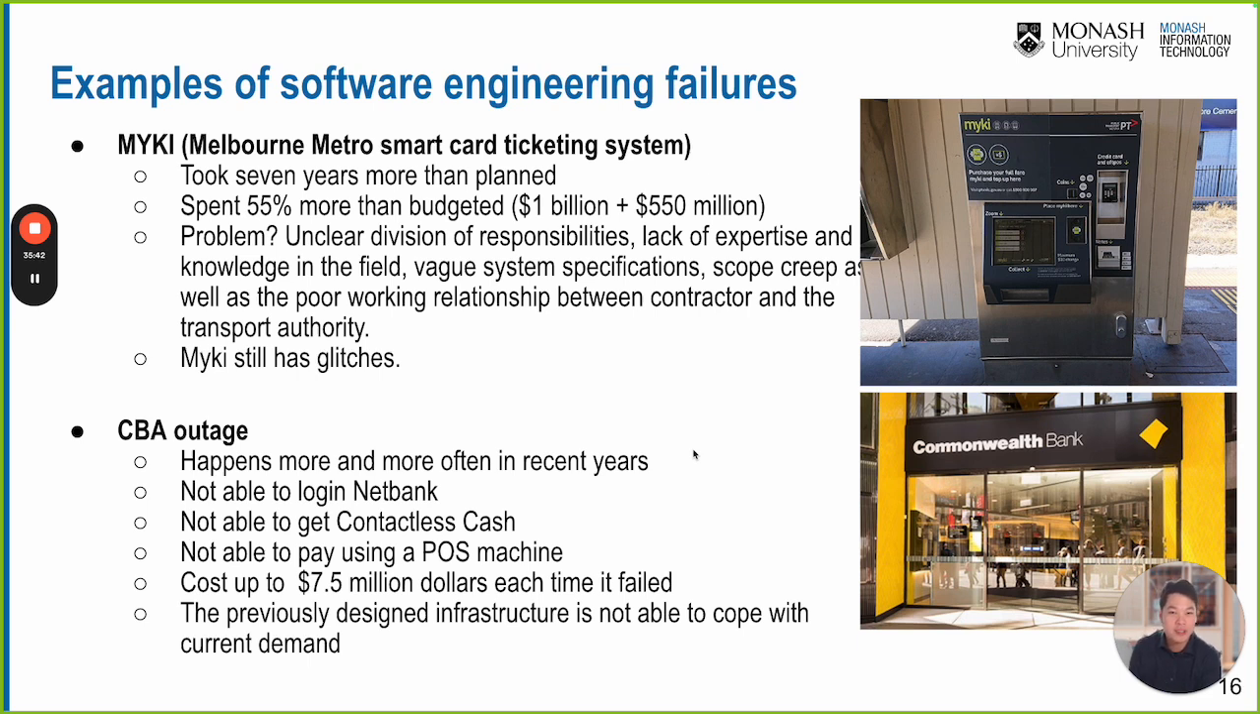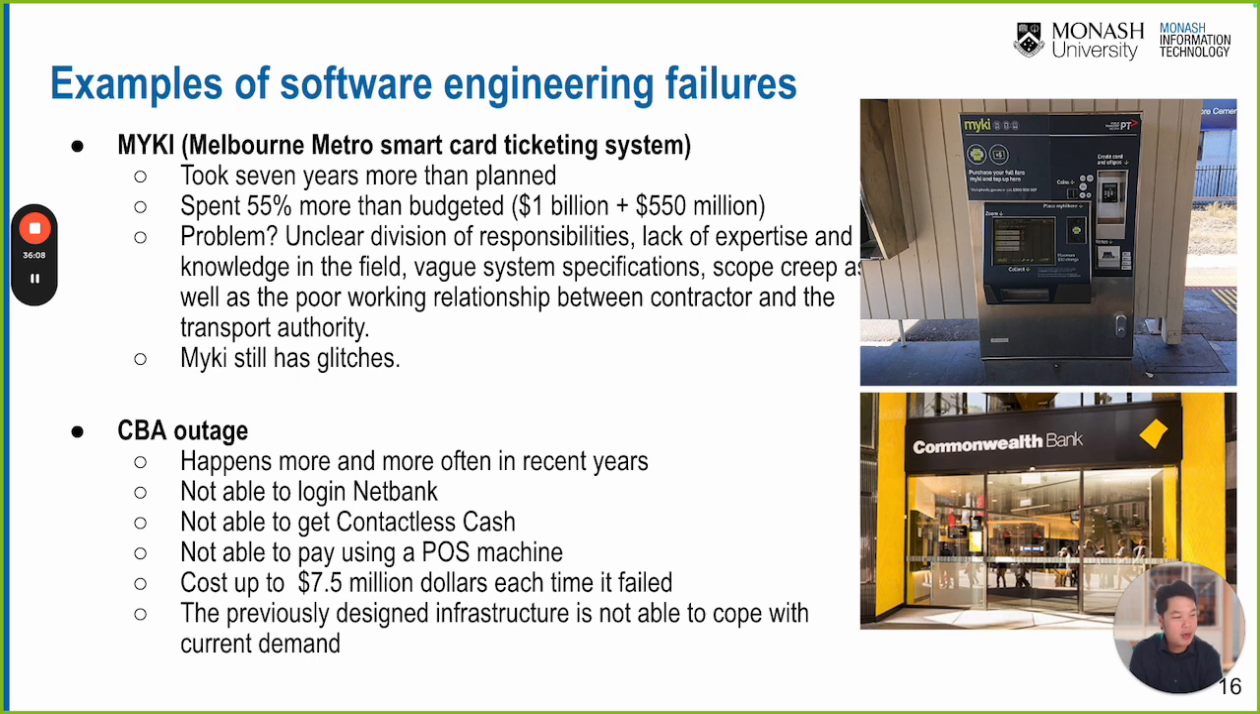When we talk about software engineering, if we don't develop well, it actually fails. And these are just two examples. In the past, there was the MyGeek system. It took about 7 years more than they planned. They planned to deploy the MyGeek system, but it took 7 years of delay, and they spent 55% more than the budget, right?